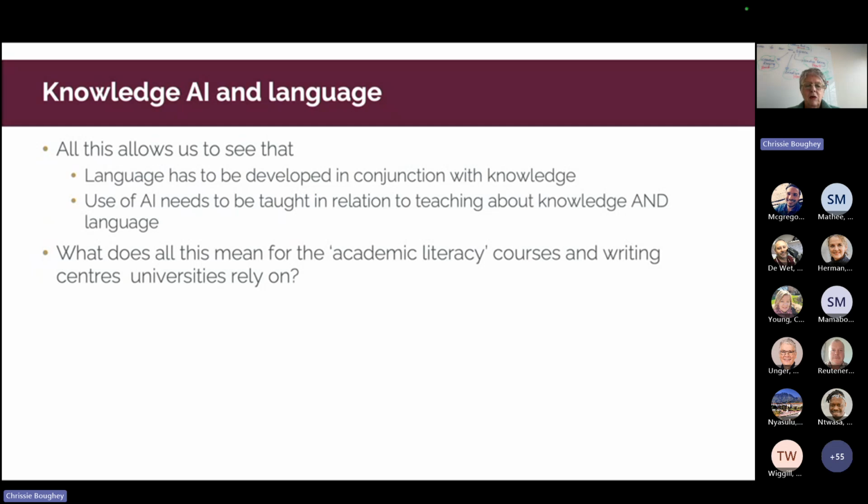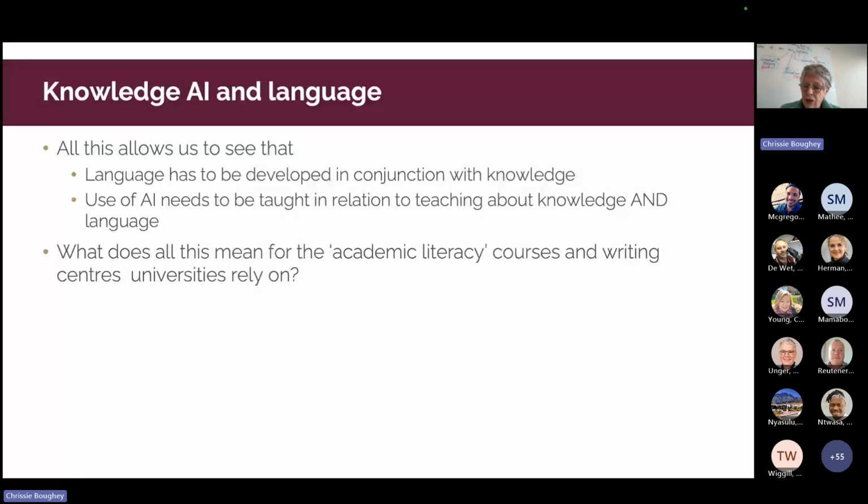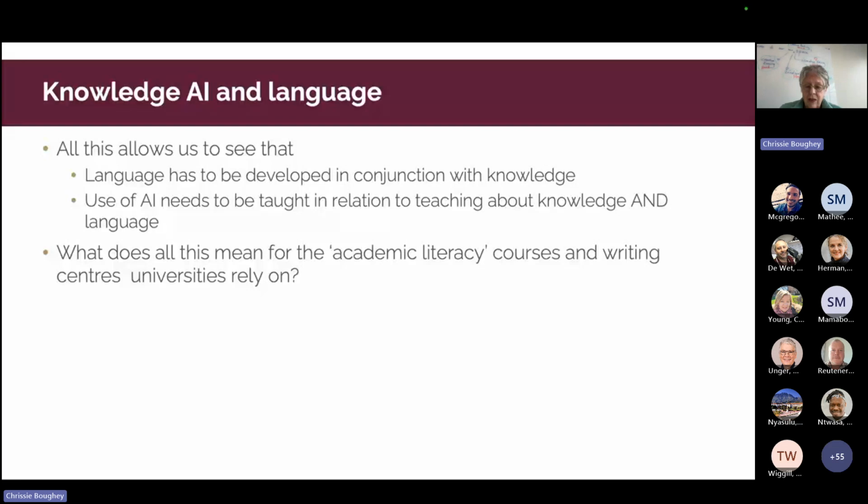So if I now try to bring them all together, what does it mean going forward? I think what I'm trying to argue here is that language has to be developed in conjunction with knowledge, and that the use of AI needs to be taught in relation to teaching about knowledge and language, right? We have to teach students about this knowledge form, because at the moment, this vertical discourse, what it does, why it's powerful, and so on.